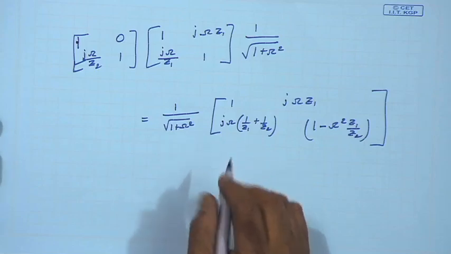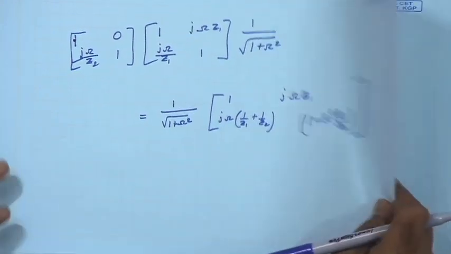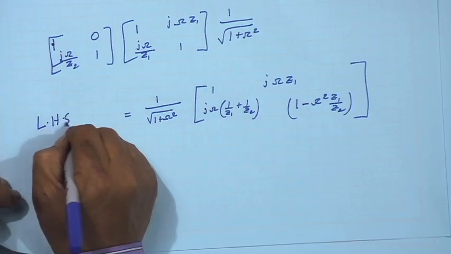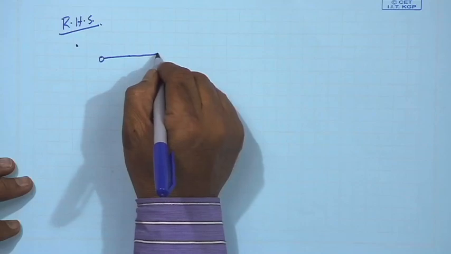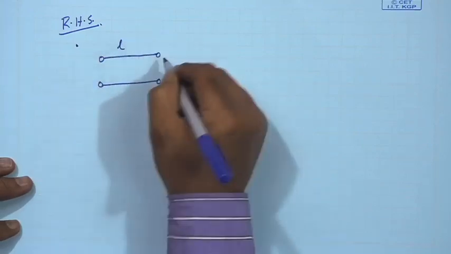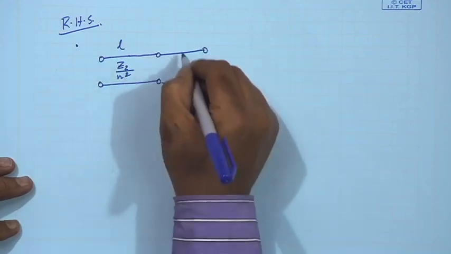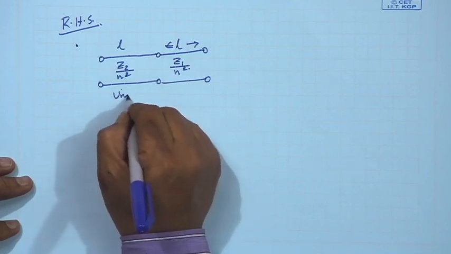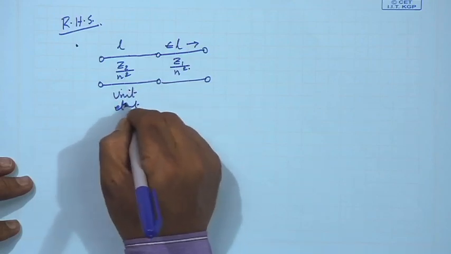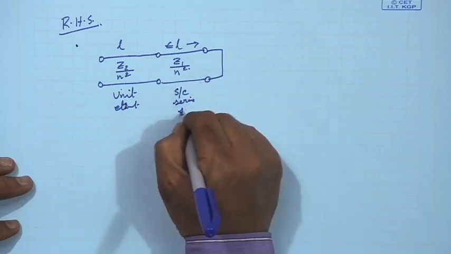Now, on the right hand side you look at the first identity, the first unit cell, and then Z1 by n square. This I keep as the LHS, the left hand side composite ABCD matrix. On the right hand side I have this unit cell of length L and characteristic impedance Z2 by n square. Then just look at the figure, this is L and this is Z1 by n square. So, this is a unit element, and this is a short circuit series stub. So, I needed a series stub.